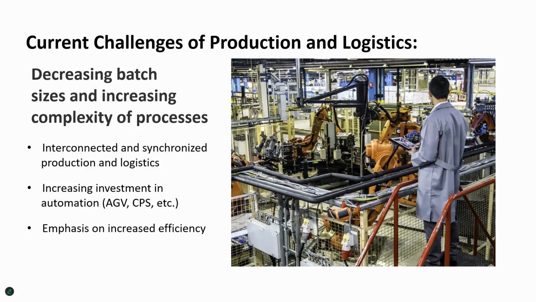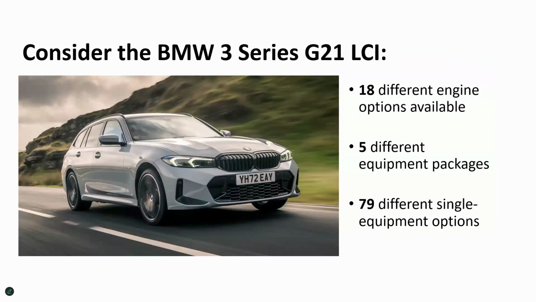And this requires companies to both synchronize production and logistics, to make investments in cutting-edge automation equipment and processes, and to be as efficient as possible. Now, as an example, consider the production of a modern automobile such as the BMW 3 Series, which is shown on your screen right now.